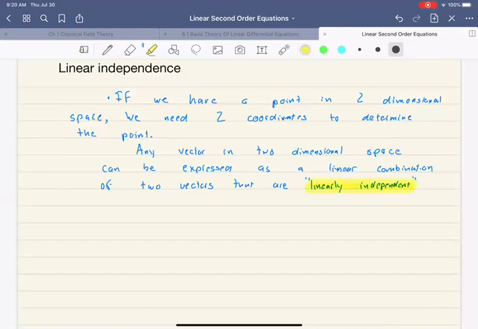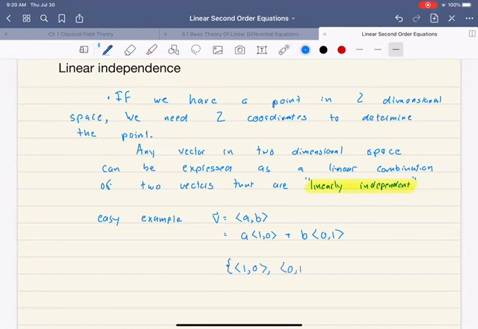Okay, so now let's just take an example. Let's say I have, this is an easy example, hopefully, the vector, but I'm going to be abstract about it, AB. Then this is equal to A times (1, 0) plus B times (0, 1). So (1, 0) and (0, 1) are what we call linearly independent.